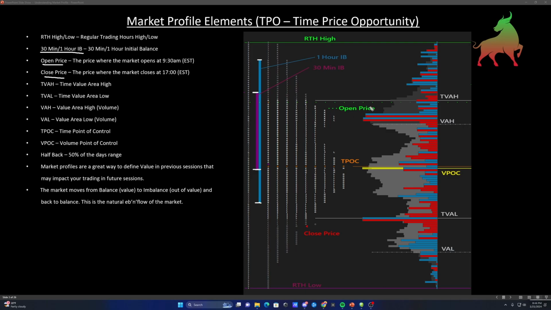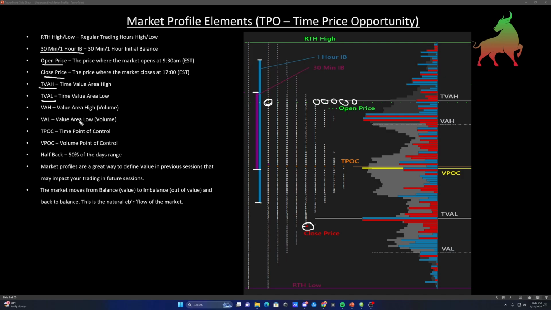Open price and close price. Open price is represented by this green dotted line, and the A over here is actually an orange color for me, so I can see it a little bit easier. That is where price opened at 9:30. The close price is going to be this red arrow pointed to the left here. That's the price that the market closed at 1700.